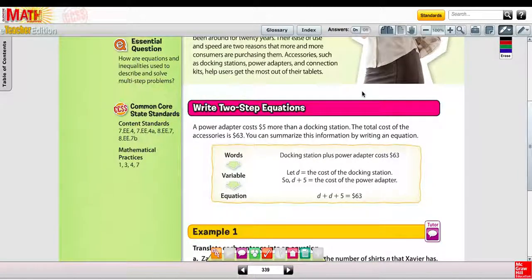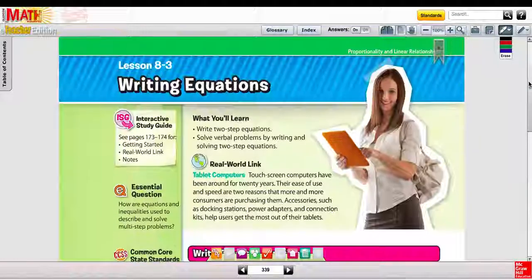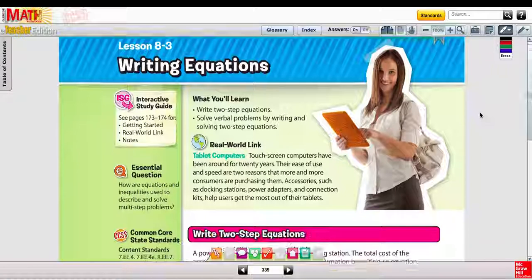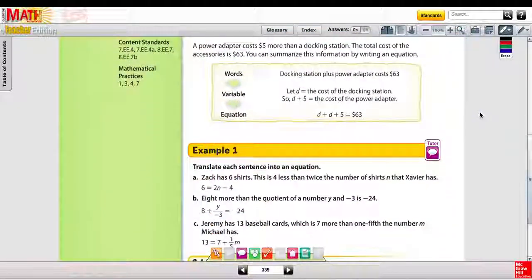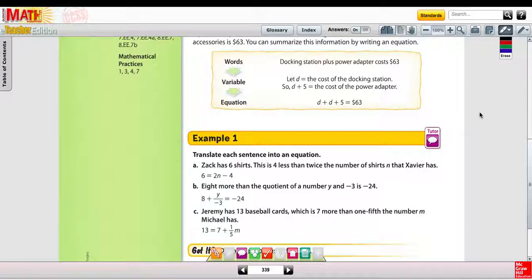For lesson 8.3, you're going to be writing equations and solving them. So what you'll learn is that you'll be able to write two-step equations and then solve verbal problems by writing and solving two-step equations. On example 1 at the bottom, it's modeling for you how to take words and translate that into an actual equation. Make sure you look through those in addition to watching the video tutor if you need extra examples.